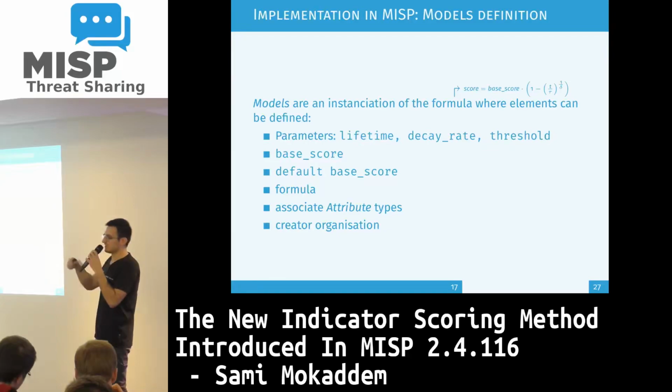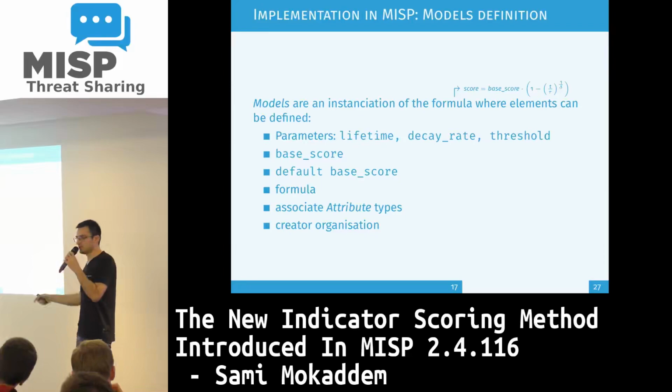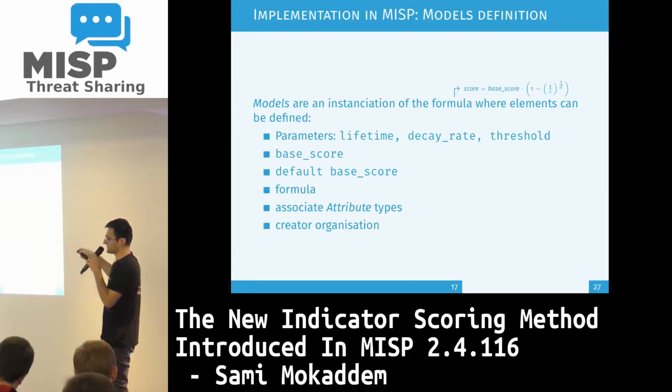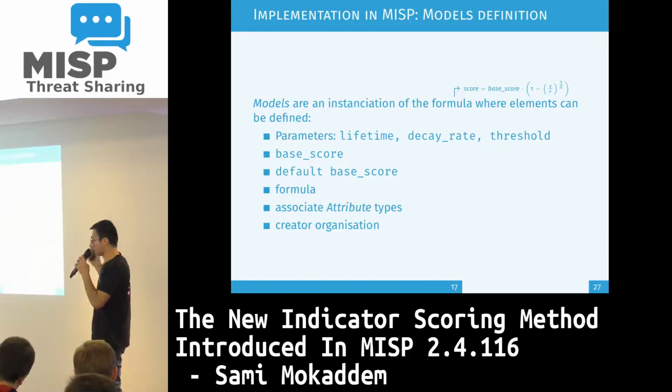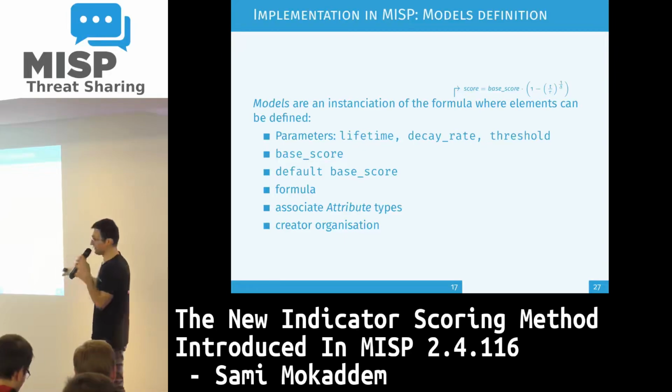So based on your different configuration in the taxonomy, you could say, I want this taxonomy to be more important than the others when I'm computing the base score. That's the thing you could do. Then a default base score to have a fallback value if you don't have any taxonomies or tags attached to an attribute. And the formula itself to use. By default, it's this one.